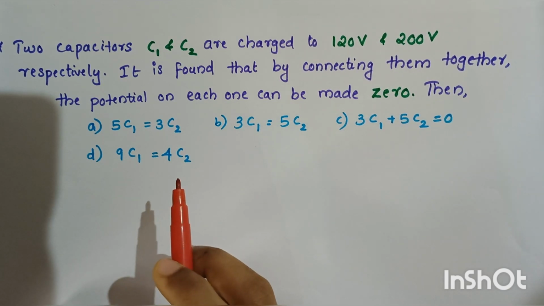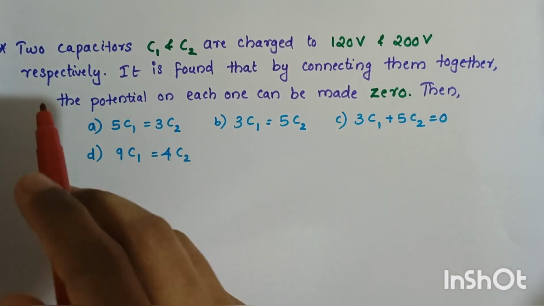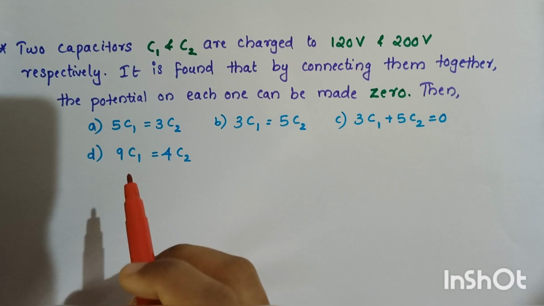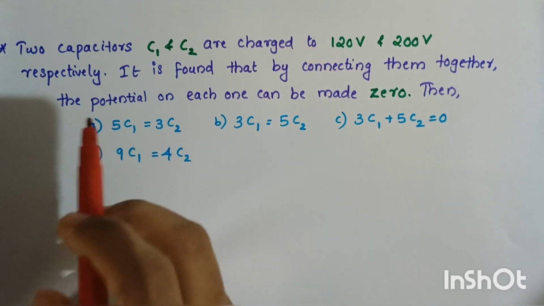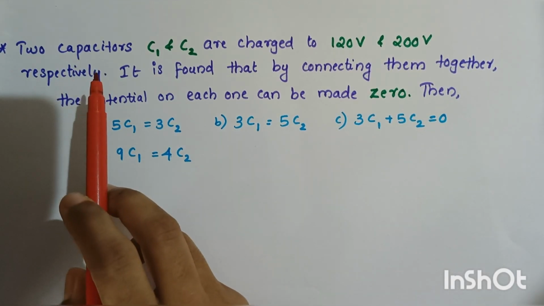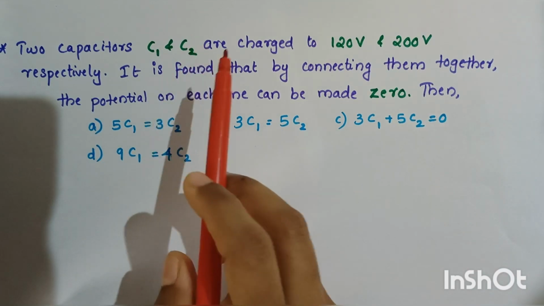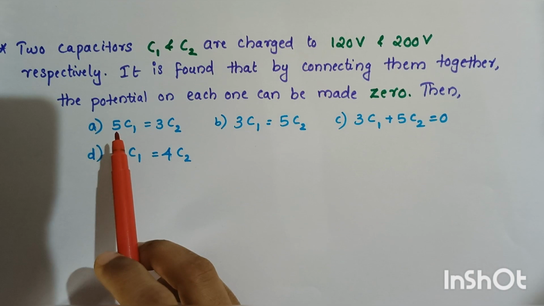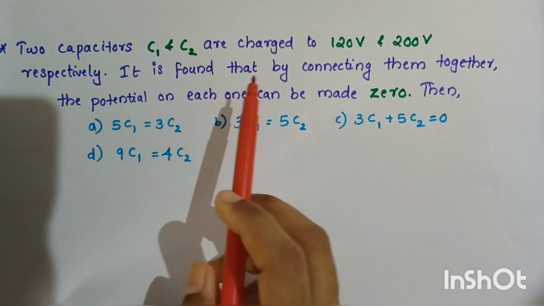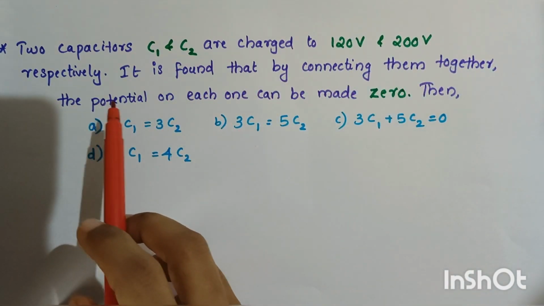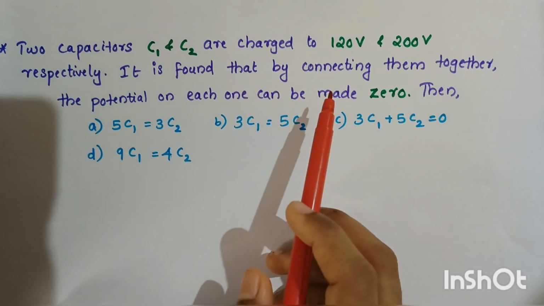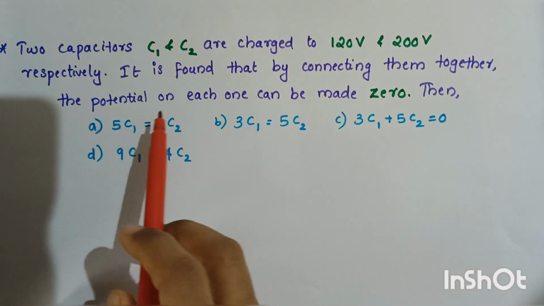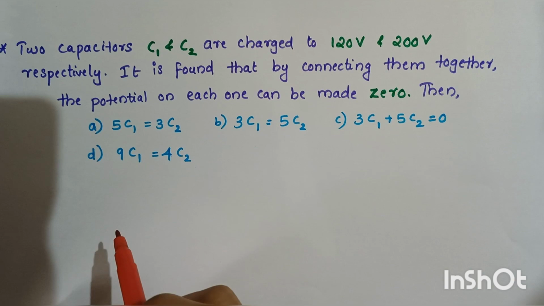So let us move on to this question. In this video we are discussing two JEE questions. So let us see the first question. Two capacitors C1 and C2 are charged to 120 volt and 200 volt respectively. It is found that by connecting them together, the potential on each one can be made 0. Then 4 options are there. Which one is the correct option?